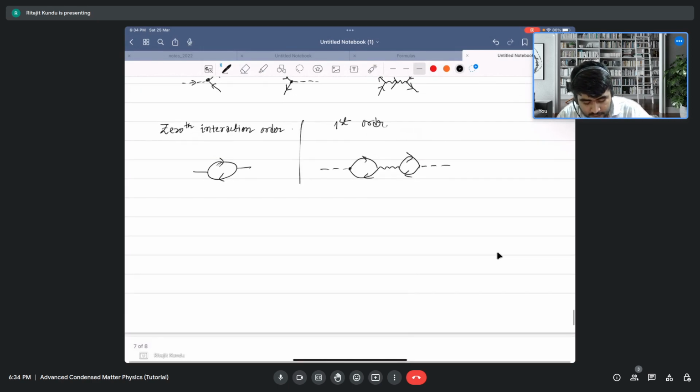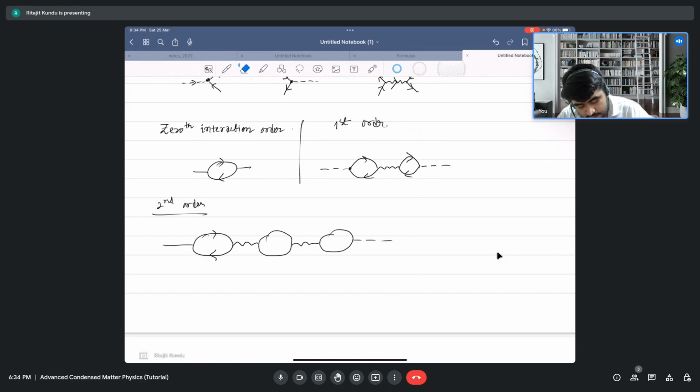So for example, in the second order, you will have this, then you draw another of this wiggly line, another of this circle, another of this circle, and then you end up with these external field lines. Okay, so here you see that I have inserted one of the Coulomb vertices, and this is the other Coulomb vertex. So we have two of these Coulomb vertices, so that's why this is second order.